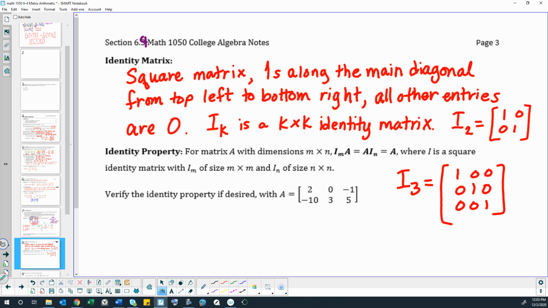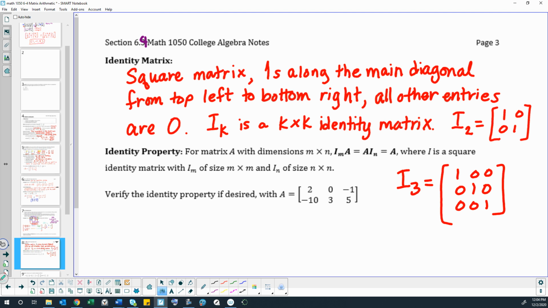So the identity matrix is a square matrix with ones along the diagonal from top left to bottom right. All other entries are 0. I sub k is a k by k identity matrix. So I sub 2 equals 1, 0, 0, 1. I sub 3 would equal 1, 0, 0, 0, 1, 0, 0, 0, 1. The 3 indicates it's a 3 by 3. The 2 is a 2 by 2. We have the diagonal of 1s. We have 0s everywhere else, right?